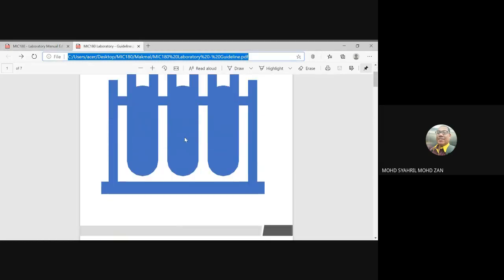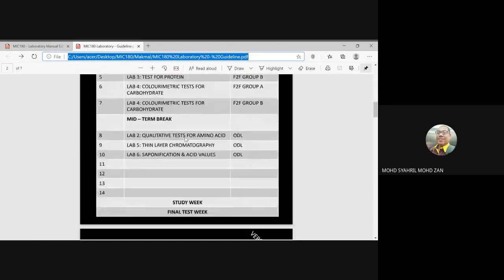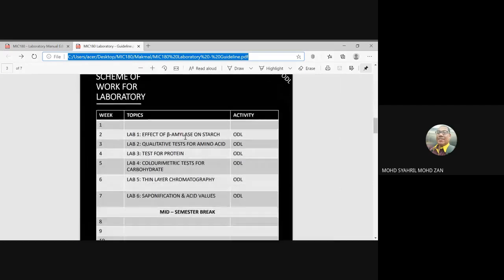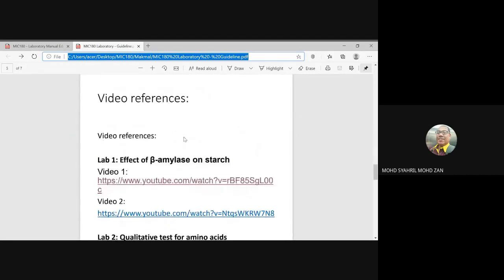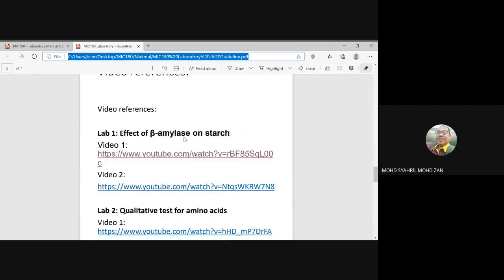Alright, so continue. Since we're doing ODL, let's move on with the effect of beta amylase on starches. Okay. So the video references, I have shared in this data, in this guideline. So you can open the YouTube links and see how the experiment process is done. So for video number 1 and video number 2, you can see the color change. Okay.